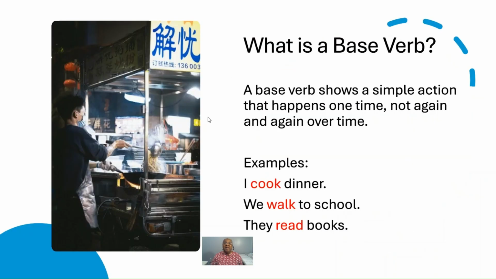What is a base verb? A base verb shows a simple action that happens one time, not again and again over time. Examples: I cook dinner. We walk to school. They read books.